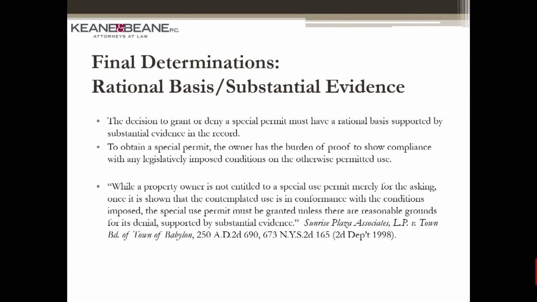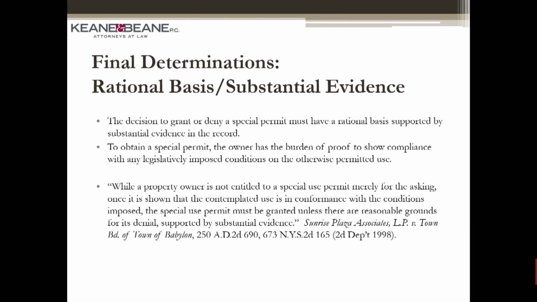We'll zip through. The other thing that you want to keep in mind when you're considering your final determination, in addition to what conditions you might want to put on a special permit, is the age-old rational basis, substantial evidence standard. So the decision to grant or deny a special permit must have a rational basis supported by substantial evidence in the record. So this standard applies to every single decision that you make, whether it's special permit, site plan, subdivision, any decision. You have to have a rational basis in the record that you can point to.